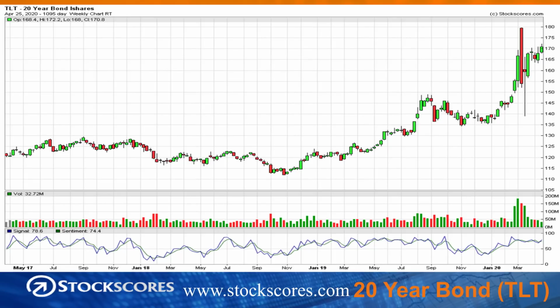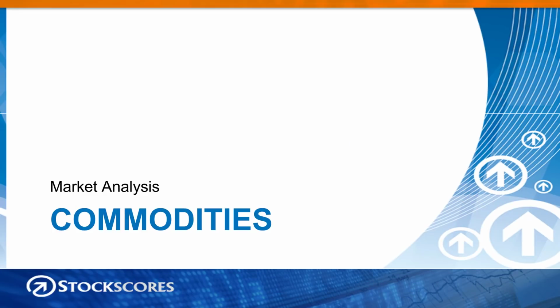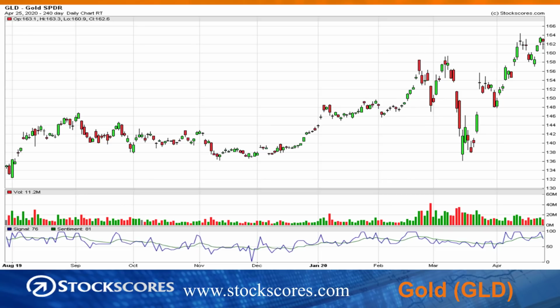Interest rates: the higher this chart goes, the lower interest rates go, and you can see that it is in an upward trend. And therefore the buyers are in control of the bond market, and that means interest rates are low and looking like they can even get lower. On to commodities, and gold is doing well with all that money being printed. It is a choppy market. It's got a lot of volatility.